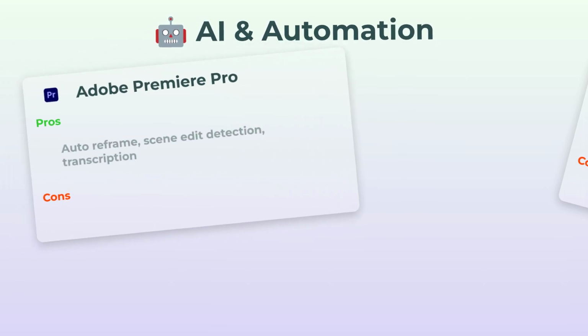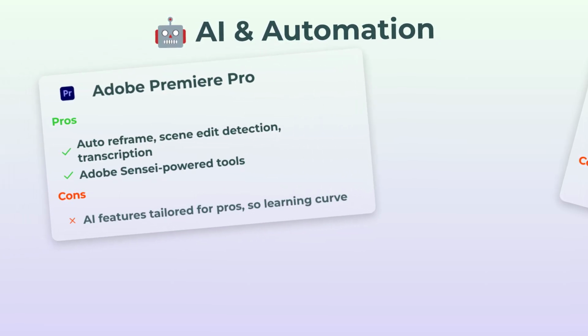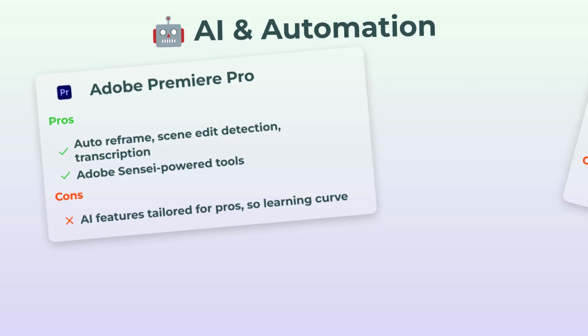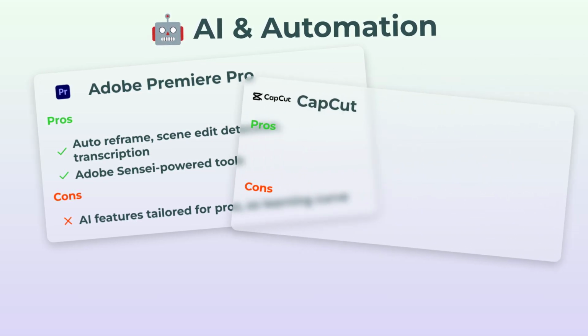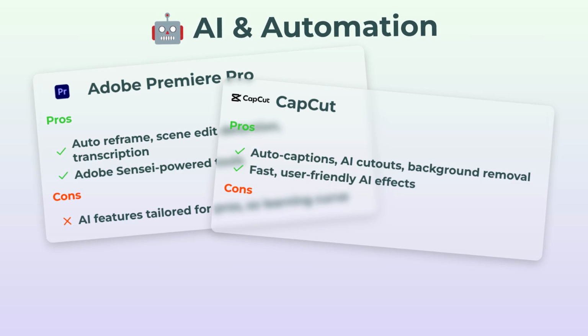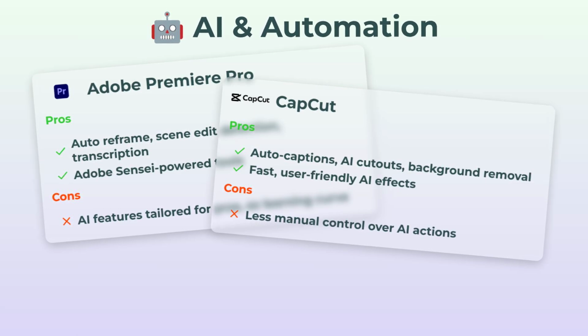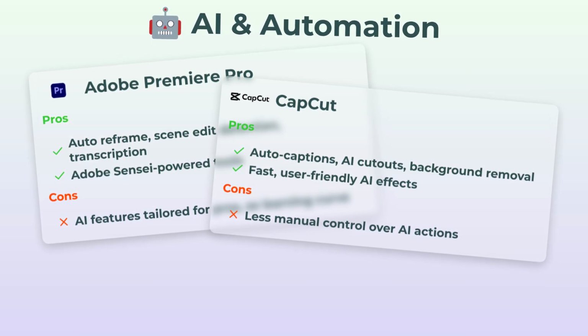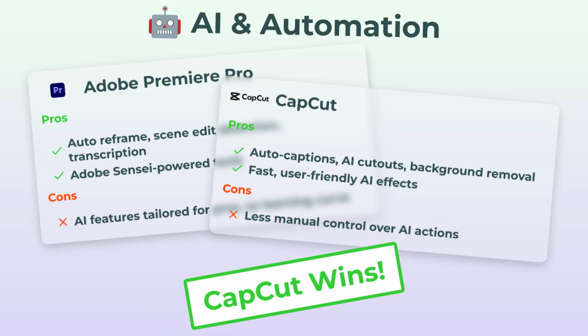Okay, and here's something cool. AI and automation. Premiere Pro actually packs a lot of pro-focused AI. Auto reframe, smart scene detection, automated transcription, the nerdy stuff powered by Adobe Sensei. But these are kind of designed for folks who know what they're doing. CapCut, it's all about rapid-fire automation. Auto captions, AI cutouts, instant background removals. Fast, friendly, totally social first. You don't get manual AI tweaks, but for everyday creators, CapCut nails this category.